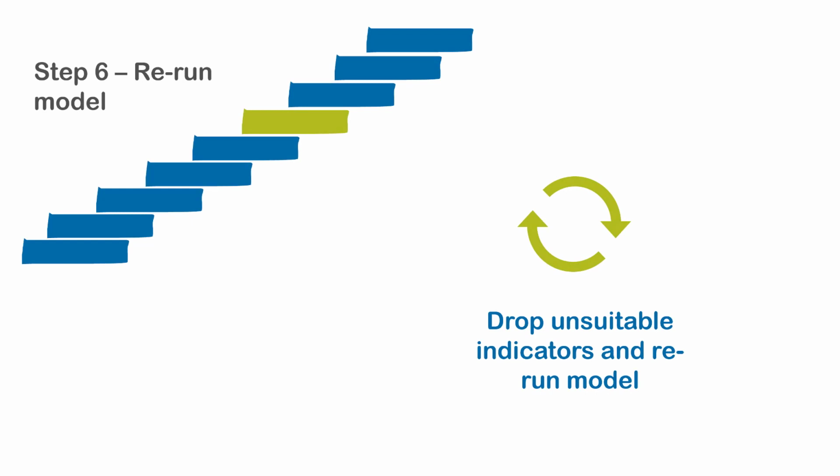With the PPI, we have always tried to maintain a balance between accuracy and ease of use. In the next step, we may therefore drop indicators from this set of 20 if they are considered too problematic to administer in the field based on feedback from these users and stakeholders. We then rerun the model.